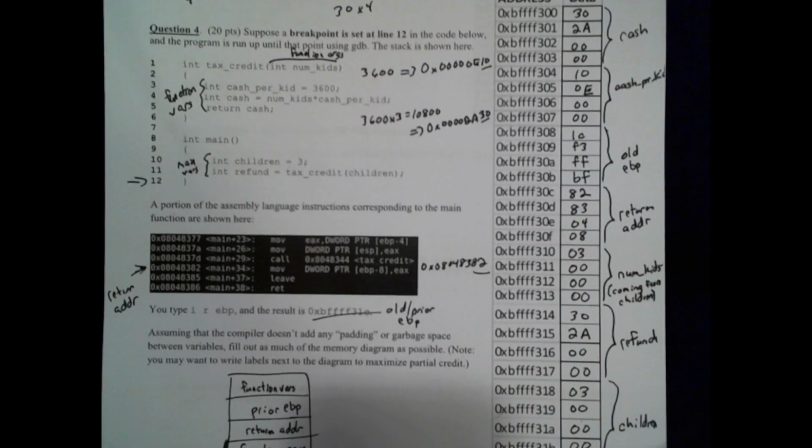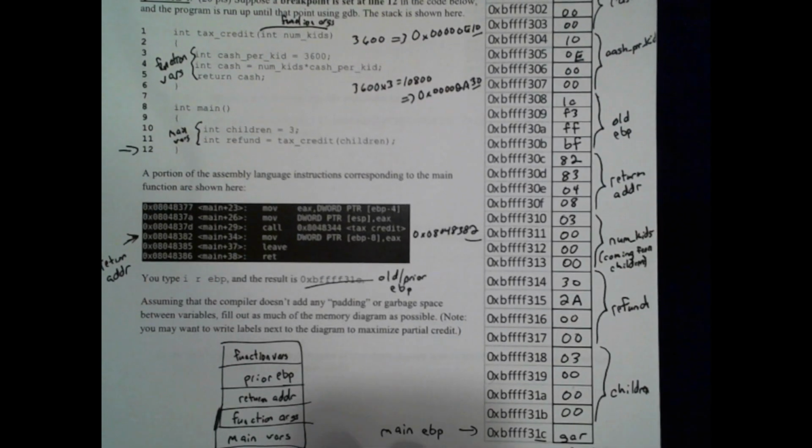So we're just, again, following this diagram, understanding where main vars, function args, return address, prior EBP, and function vars come from, and then converting everything into hex based on what type of data it is. That's it for that problem.